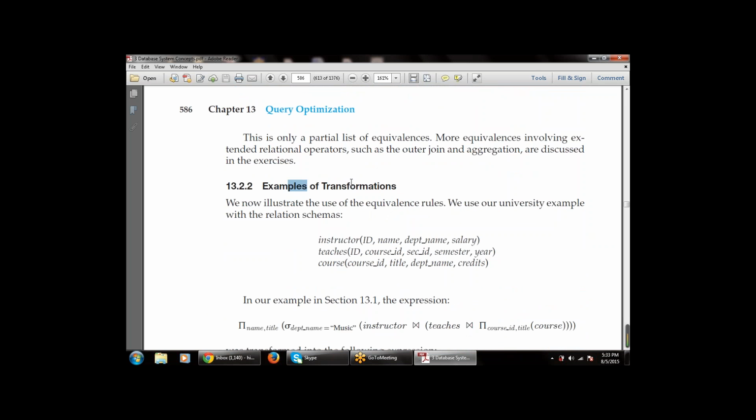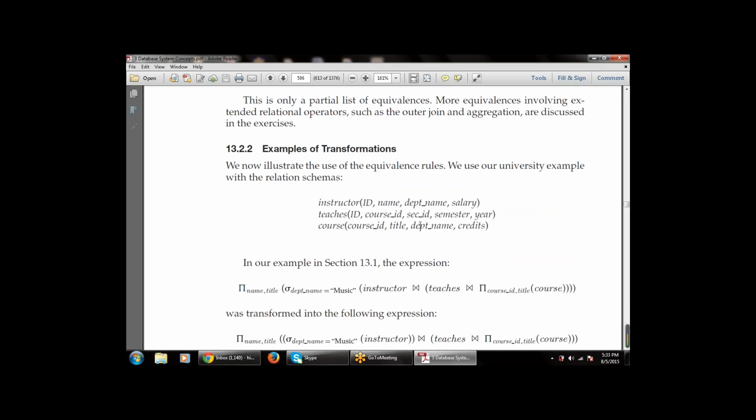Now these are the examples of the transformations. We can illustrate the use of the equivalence rules. We see our university example with the relational schemas. This is the instructor: ID, name, department name, salary; then teaches: ID, course ID, section ID, semester, year; then course: course ID, title, department name, credit.